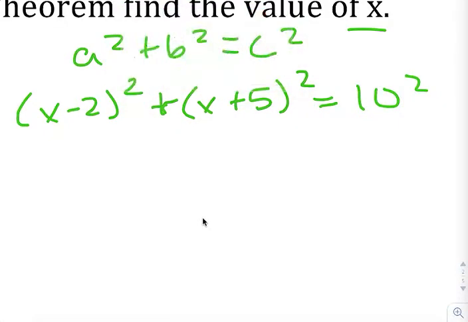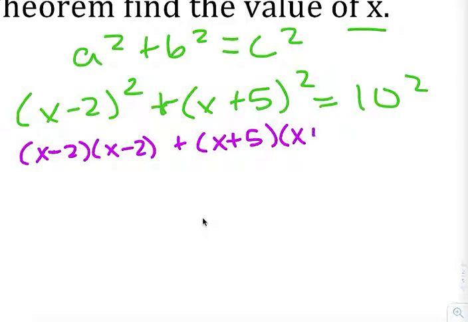And what I mean by expand is realize that if I have (x minus 2) quantity squared, that's the same thing as having (x minus 2)(x minus 2), and (x plus 5) quantity squared is (x plus 5)(x plus 5), and 10 squared is, of course, 100. Now, this is brute force algebra work, but you can do it. Let's go ahead and multiply these two binomials together.